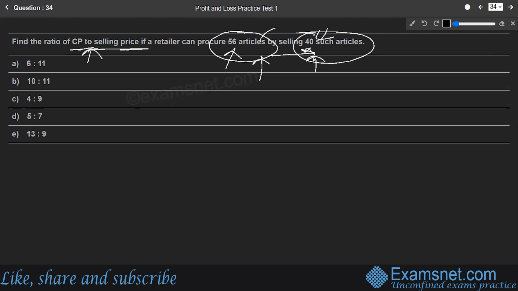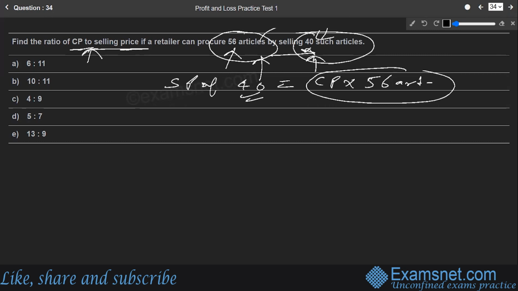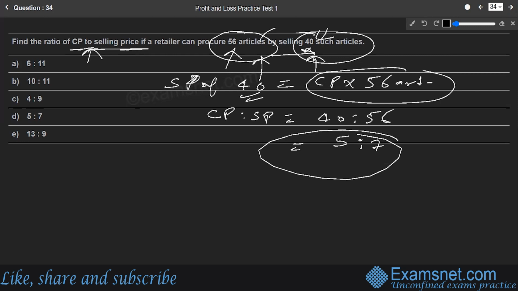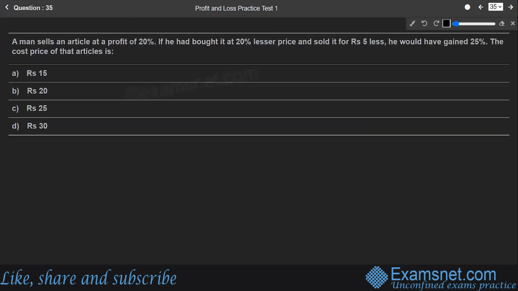So what we can write for this is: the selling price of 40 articles is nothing but the cost price of 56 articles. Because the cost price of 56 articles has been covered by selling just 40 articles. So the selling price has been kept such that it can procure the cost price of 56 articles. So this is the situation. Selling price of 40 is cost price of 56. So we can easily do CP is to SP is 40 is to 56. If we simplify the equation, this gives us the value 5 is to 7. So the ratio of cost price to selling price is nothing but 5 is to 7. That is available in option D. Now, what they say in 35: a man sells an article at a profit of 20%.